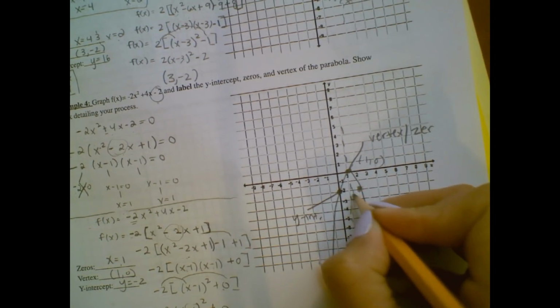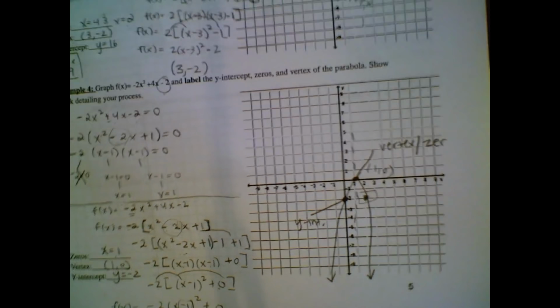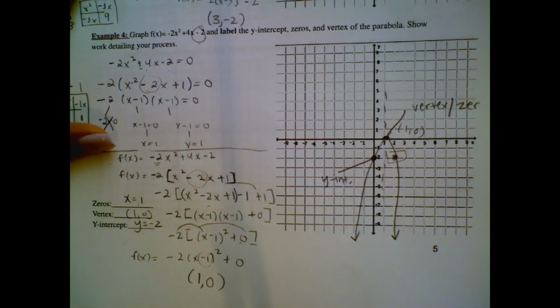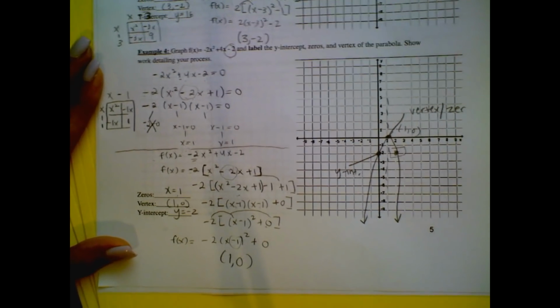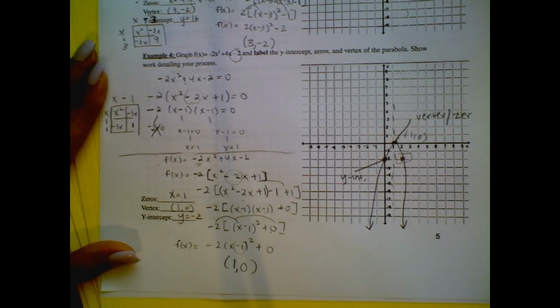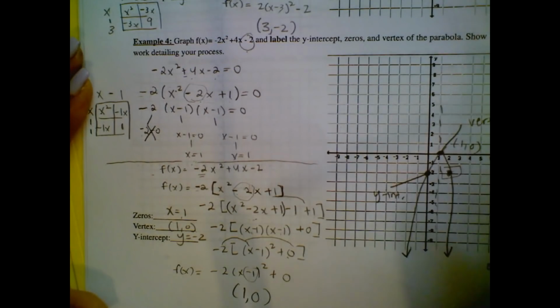And this we don't have to label. That's just the point I reflected. And there you go. So that is example 4. Feel free to pause this and take a look at how we did that. All right. So let's go back to that example 2 that we skipped.